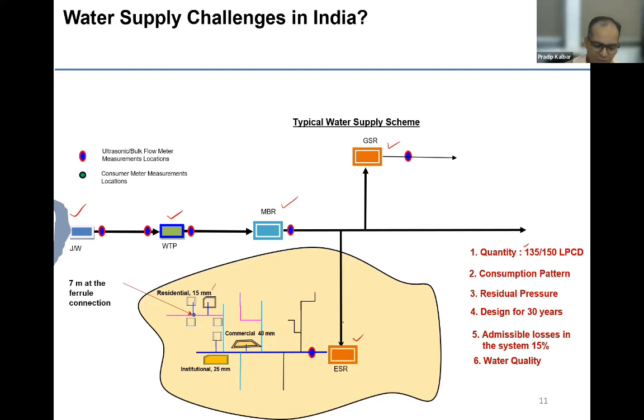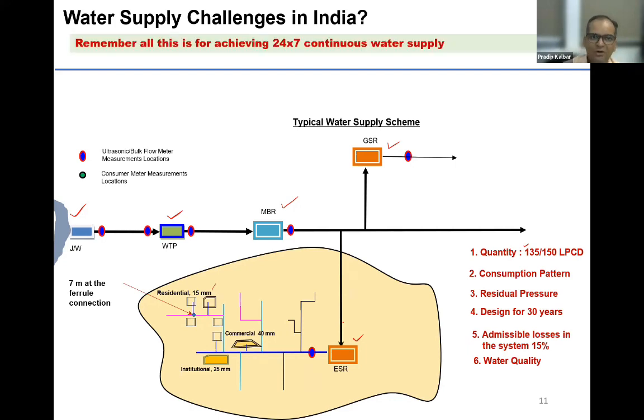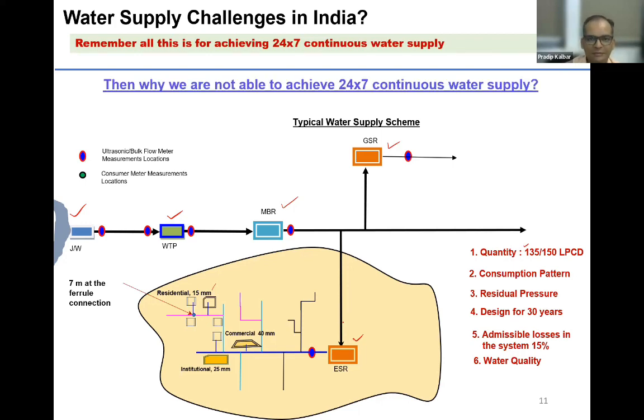And as I said in the first point, water quality, we have to relook entirely, whether we want to transfer the purest water in the pipes or not is a big issue. So remember, all of this is achieved for 24/7. It is written in the CPHEEO manual of 1999. So why have we not achieved it? Let us understand. So the question is, why are we not able to achieve 24/7 water supply?